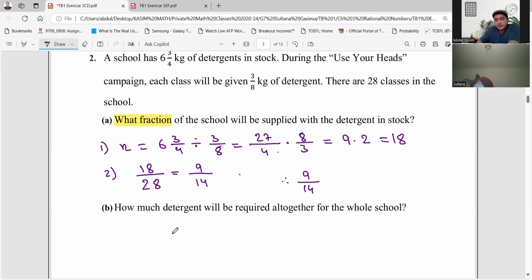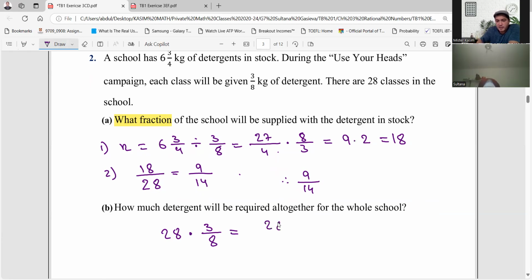How many classes are there? 28. And each class needs how much? 3/8, right? So we need this much detergent, right? Yes. And now we should simplify this.